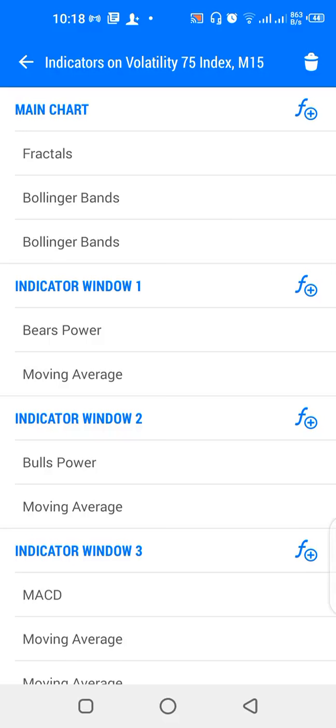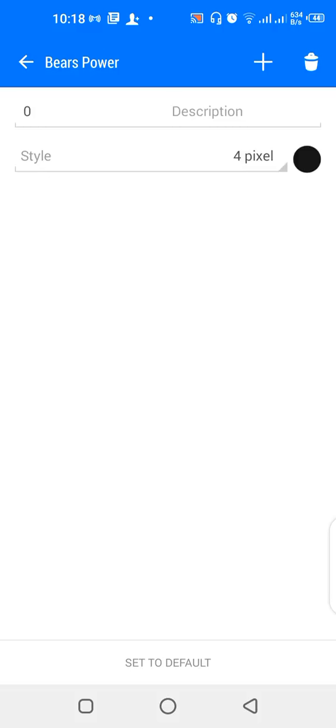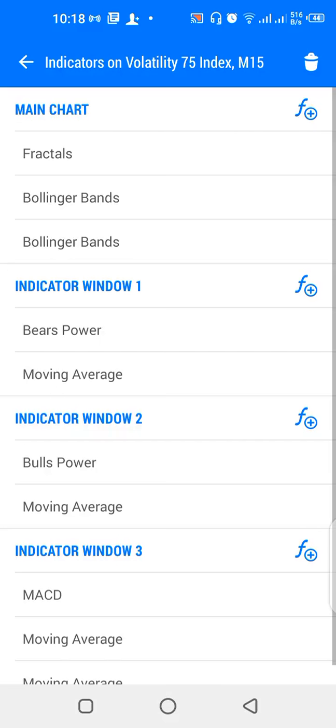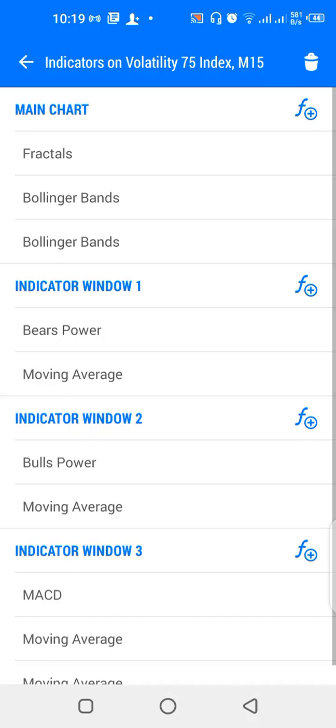Then we go to indicator window 1. I have the Bears power indicator. Period is 13. The color is gray. Level is 0. Still on indicator window 1, I have a moving average. Period is 10. Shift is 0. Method is exponential. Apply to first indicator's data. And the color is red.